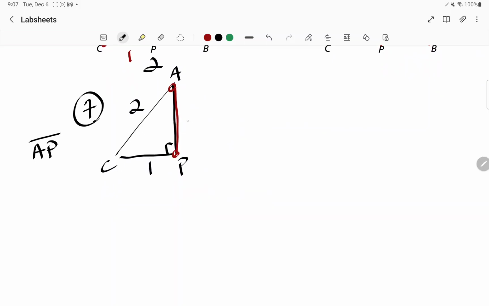We know that this is 2. And we don't know what this is, right? So let's assign a variable. Well, that's one of the legs, so let's say this is B.